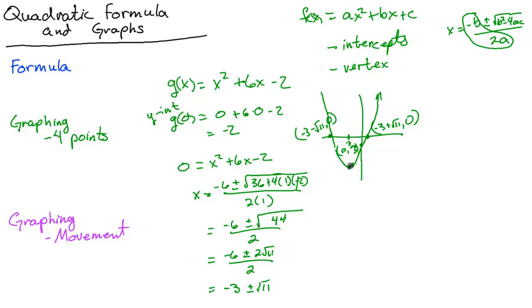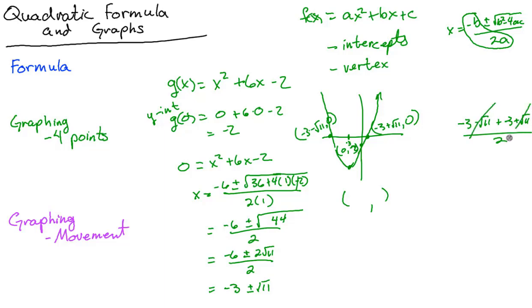Now, and this is what I meant, we got to find one last point, and that is the vertex. Well, when you get these two x-intercepts, if you average them, we'll do it the long way first. Negative 3 minus the square root of 11 plus negative 3 plus the square root of 11 all over 2.